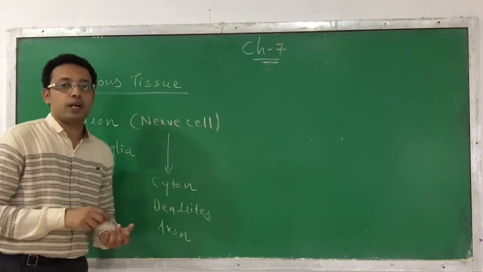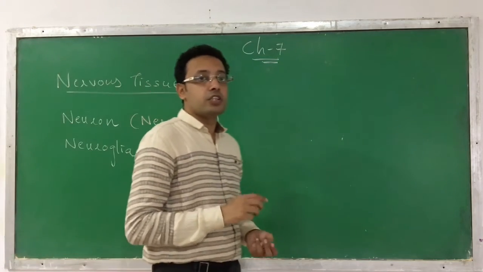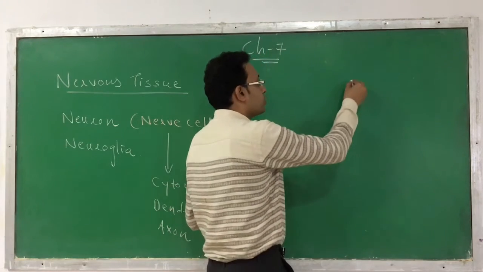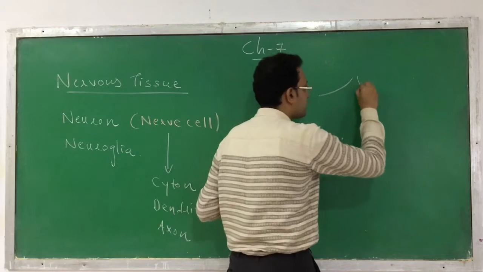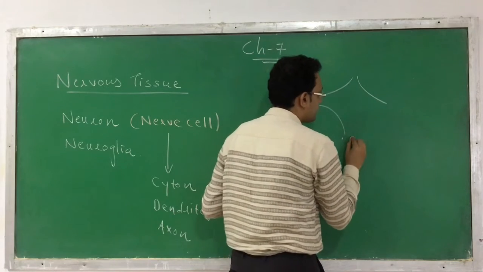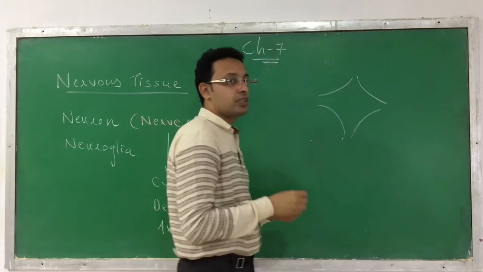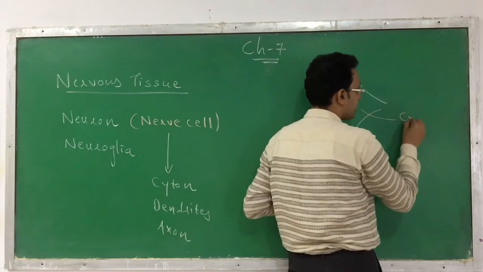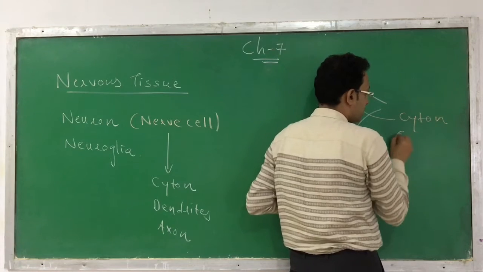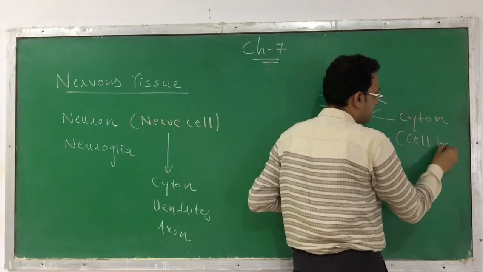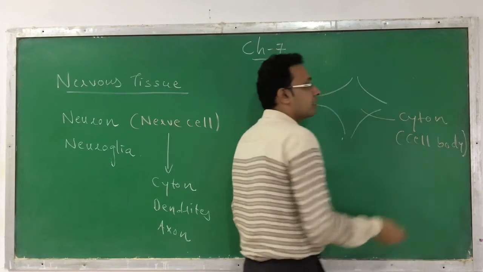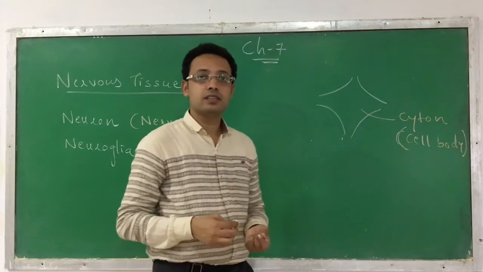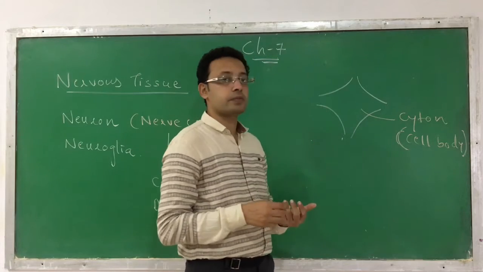Starting with the first part of the nerve cell or neuron, that is the cyton. So what is called a cyton? The neuron or the nerve cell is just like a cell. It consists of a cyton or a cell body. This is called a cyton. Cyton is nothing but just a cell body. It's like the cell which you can find in the other kinds of tissue. It is a cell. So this is called a cyton.